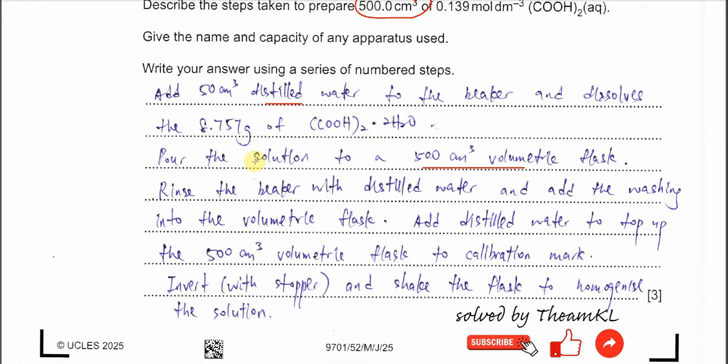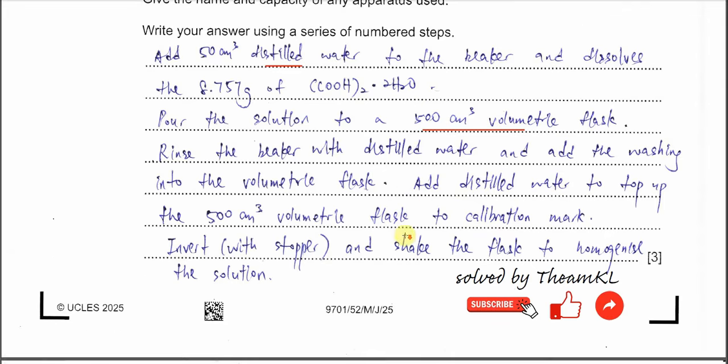And once the solution is poured into the VF, because there is some residue on the beaker, we need to rinse the beaker with distilled water. After that, add the washing to the VF. Make sure all the particles, all this acid, gets into the VF. After that, add distilled water to top up to the calibration mark. Put a stopper, invert and shake the flask to homogenize the solution. Okay, that's the full procedure.